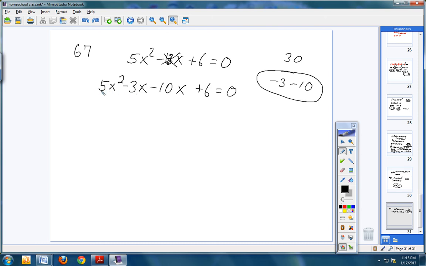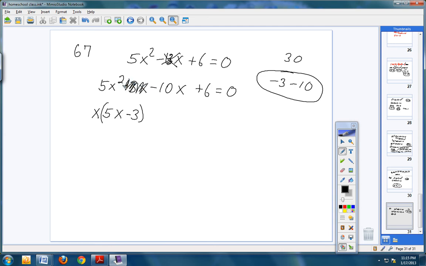A 3 and a 5. What goes into 3 and a 5? Nothing. Okay, how about your x's? I have 2 x's here and 1 x here. I can pull 1 x out. So I have my 5, 2 x's here, 1 x here, subtract, you have an x. I have my negative 3, there's 1 x here, 1 x here, subtract, you're left with no x's. Okay, now we look at these two terms.